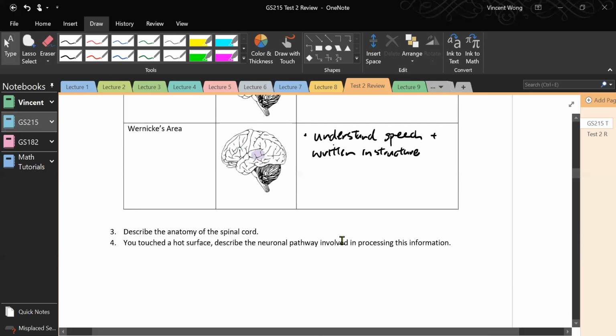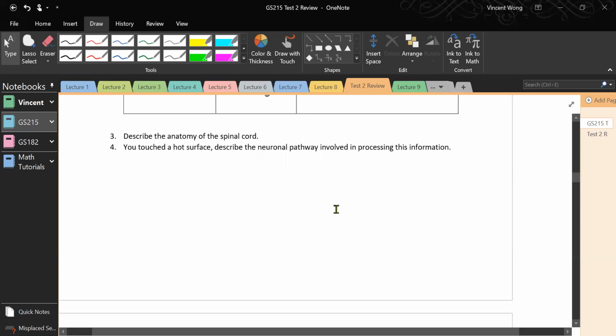Number 3, describe the anatomy of the spinal cord. I did that in the lecture recordings already, in quite a bit of detail. You know what? Maybe I'll quickly do it again here. Okay, and I'm gonna combine it with question number 4 here.